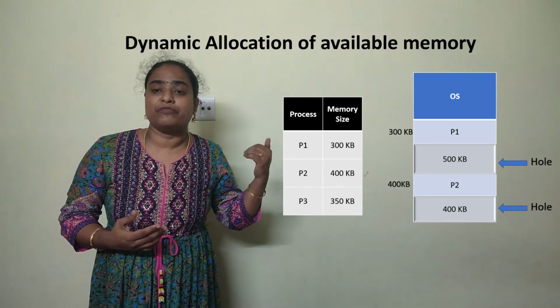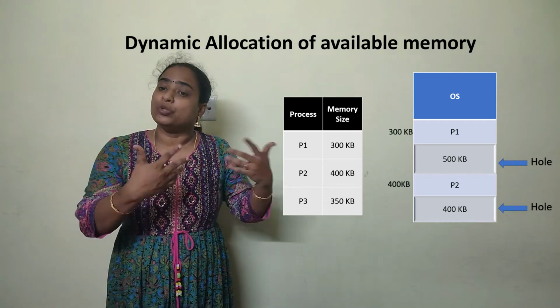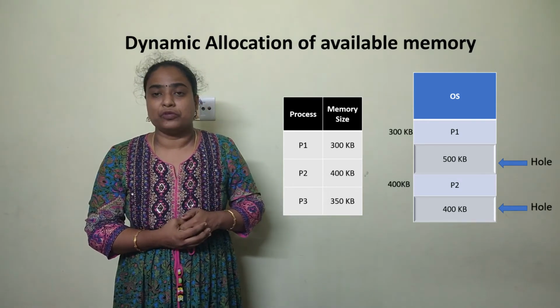Now P4, if it is in need of 150 KB, you can allocate it to P4. So these are the three ways of allocating available memory in dynamic allocation. This will come under the single partition method. So the single partition method will leave the memory with external fragments, and you can overcome this particular issue by compaction.